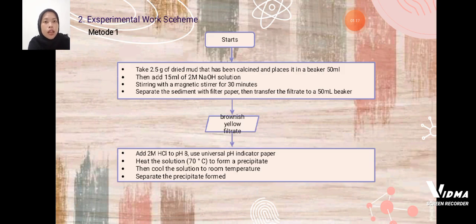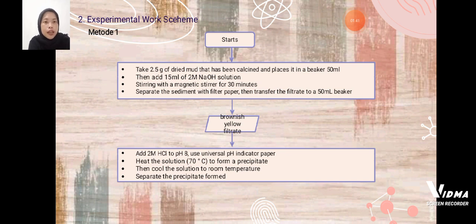Start. Take 2.5 grams of grit mud that has been calcined and place it in a 50 ml beaker. Then add 15 ml of 2M NaOH solution. Stir with a magnetic stirrer for 30 minutes. Separate the sediment with filter paper. Then transfer the filtrate to a 50 ml beaker.